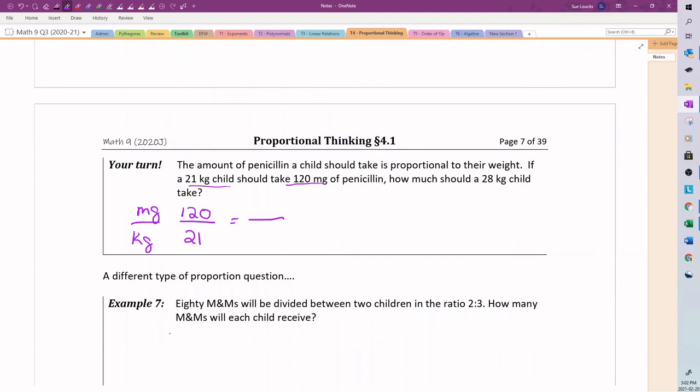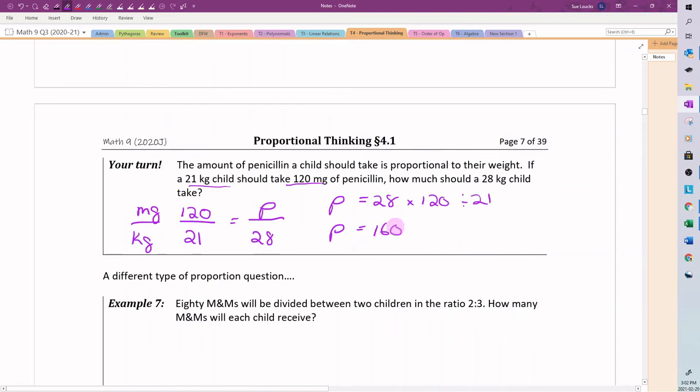How much penicillin should a 28 kilogram child take? So my 28 kilogram child goes on the kilogram line, and my P for penicillin goes here. So P equals 28 times 120 divided by 21, and P equals 160 milligrams. Okay?